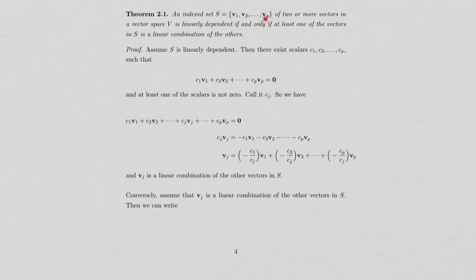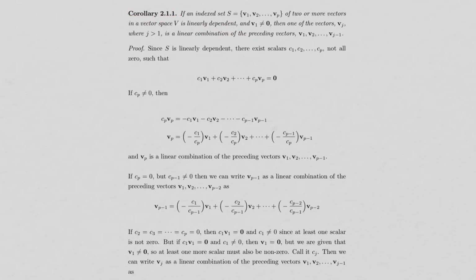If we have an indexed set of vectors here, if there are two or more of them, it's linearly dependent if and only if at least one of the vectors in the set is a linear combination of the others. This is a handy theorem to use when we want to decide if a set is linearly dependent or linearly independent. If we can show that one of the vectors is a linear combination of the others, well, then that means it's linearly dependent. The corollary of that theorem is a little bit stronger statement. It says that if we have this set of two or more vectors and it's linearly dependent, then one of the vectors is a linear combination of the preceding vectors, not just the other vectors in the set, but the ones that come before it.